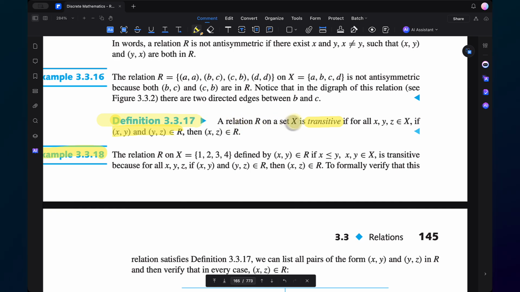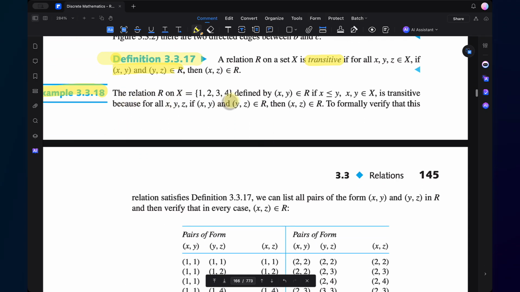A relation R on a set X is transitive, right, if for all x, y, and z, if x is related to y and if y is related to z, then x is related to z in R, okay? Let's take a look at this example. The relation R on X = {1, 2, 3, 4} defined by (x, y) is in R if x is less than or equal to y for x, y in X is transitive, right? Because if x is less than or equal to y and y is less than or equal to z, we know that x is less than or equal to z, where R are the real numbers, okay?